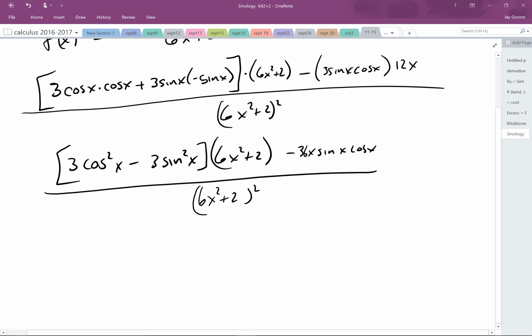Not a whole lot I can do further than that. I mean, I could factor a 3 out of these guys, and then this would become cosine of 2x, and I could factor an 18x out of this guy, and I'd be left with 2 sine x cosine, which would be sine of 2x. But it's not necessary. It is what it is. I would like to point out that this denominator here never equals 0, does it? Which means that this function is where? It is differentiable everywhere. Where? Everywhere. Yeah. Nice.